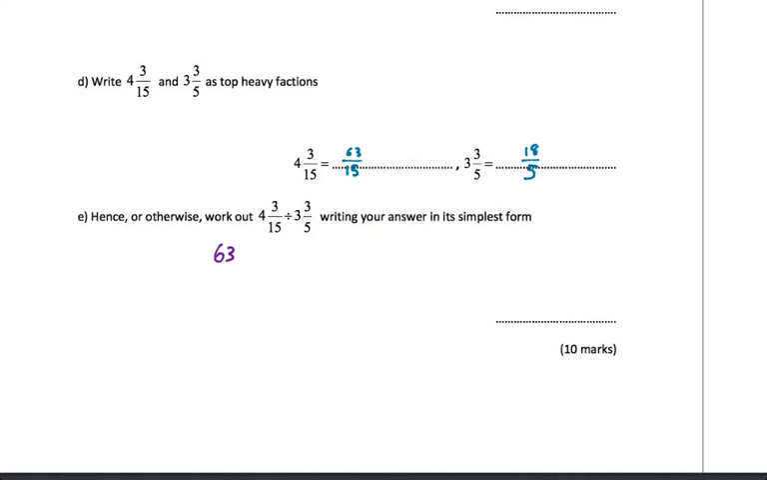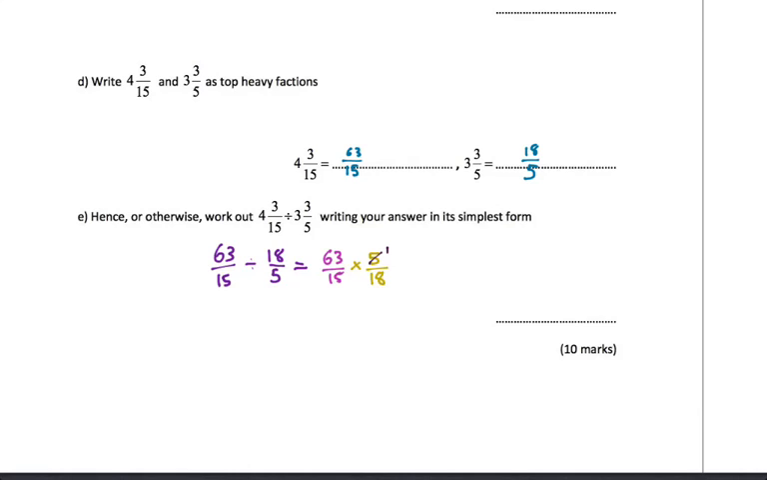Now, when we divide fractions, we turn them into top-heavy first, and you've already done that in the previous part. When you divide by a fraction, you will kiss and flip as we've talked about, so it's going to be 63/15 times by 5/18. At this stage, I would highly recommend cross-cancelling.